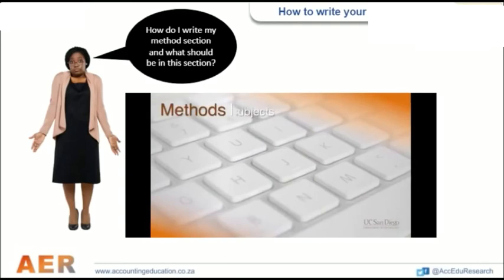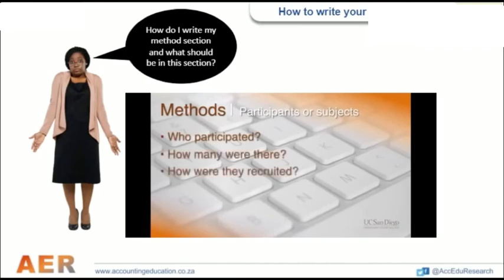Number 1, participants or subjects. Who participated in your study? Were they college students, young children, or older adults? How many were there? How were they recruited? And did they receive anything in return for their participation? And do you have any demographic information? The key here is to completely describe your sample.